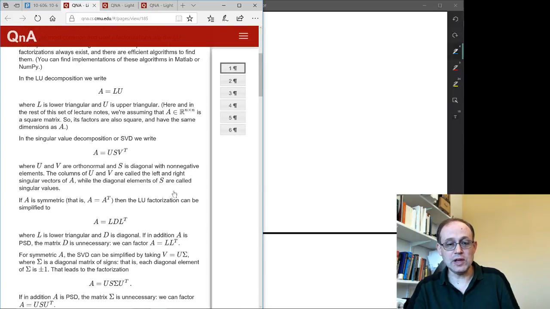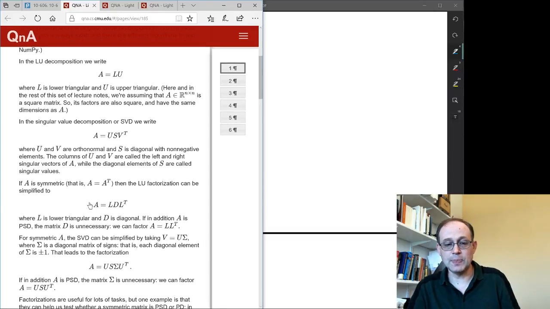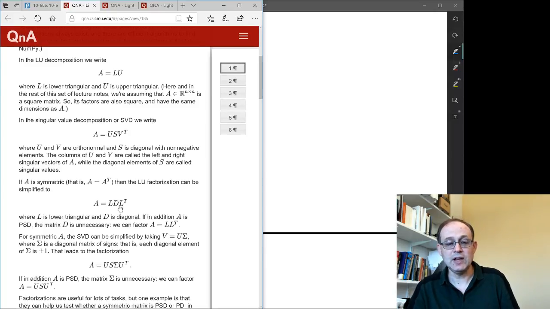And if A satisfies some patterns, then there are special cases of these factorizations that are even nicer to work with. If A is symmetric, then the LU factorization can be simplified to L D L transpose. In other words, we can say that U is equal to a diagonal matrix times L transpose. And if, in addition, A is positive semi-definite, the diagonal matrix is unnecessary, so it's just L times L transpose.